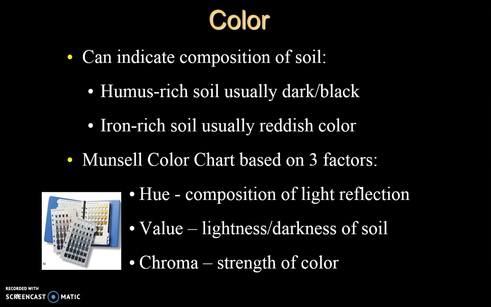Now, the color scheme that soil scientists use is the Munsell color chart, and it's based on 3 factors. So they're looking at hue, they're looking at value, and they're looking at chroma. The hue is going to be the composition of light reflection. The value is going to be the lightness and darkness of the soil, and the chroma is going to be the strength of that color.